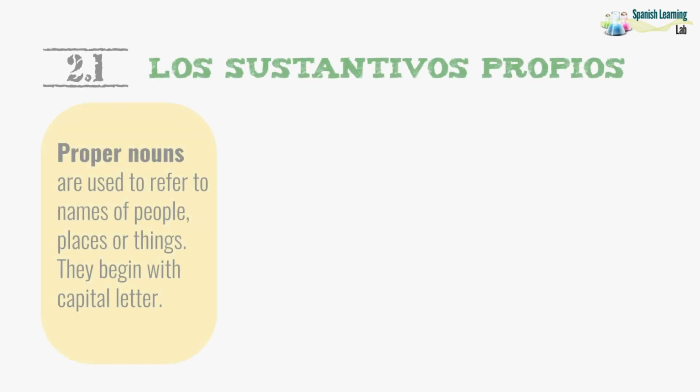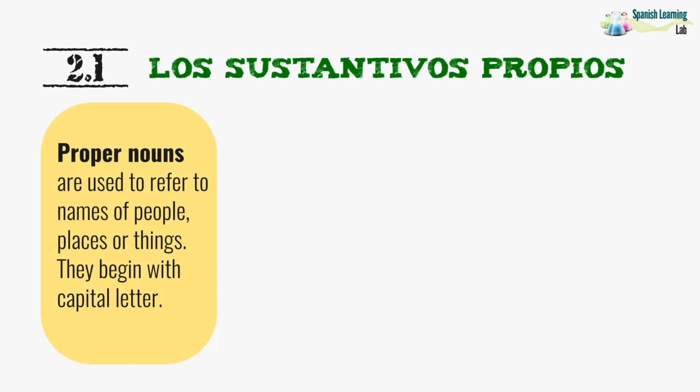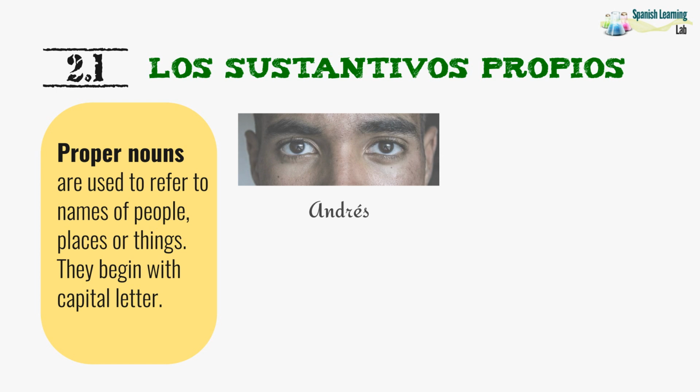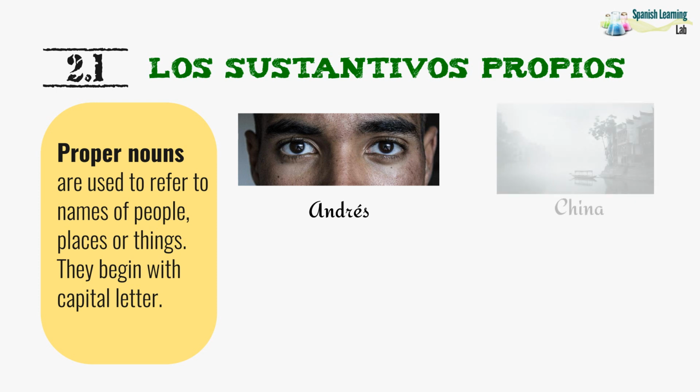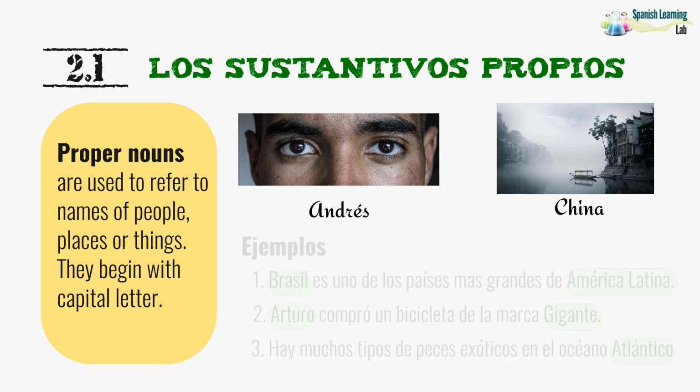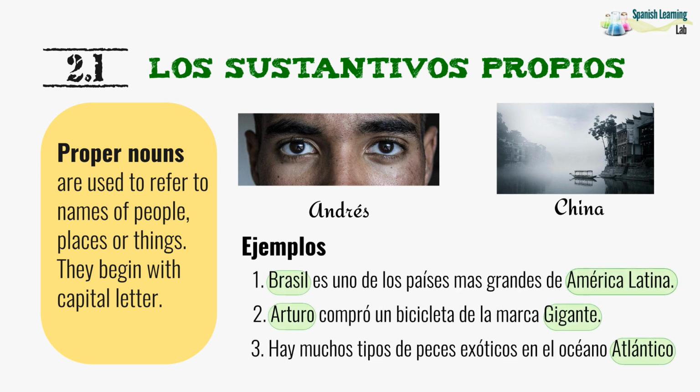Los sustantivos propios, or proper nouns in Spanish. Los sustantivos propios, or proper nouns, are used to refer to names of people, places, or things such as the names of cities and our names. For example, Andrés and Carlos are proper nouns, and likewise the names of countries like Honduras and China. One special feature that distinguishes proper nouns from other types of nouns is the fact that they always start with a capital letter. Pay attention to the following three examples of sentences.